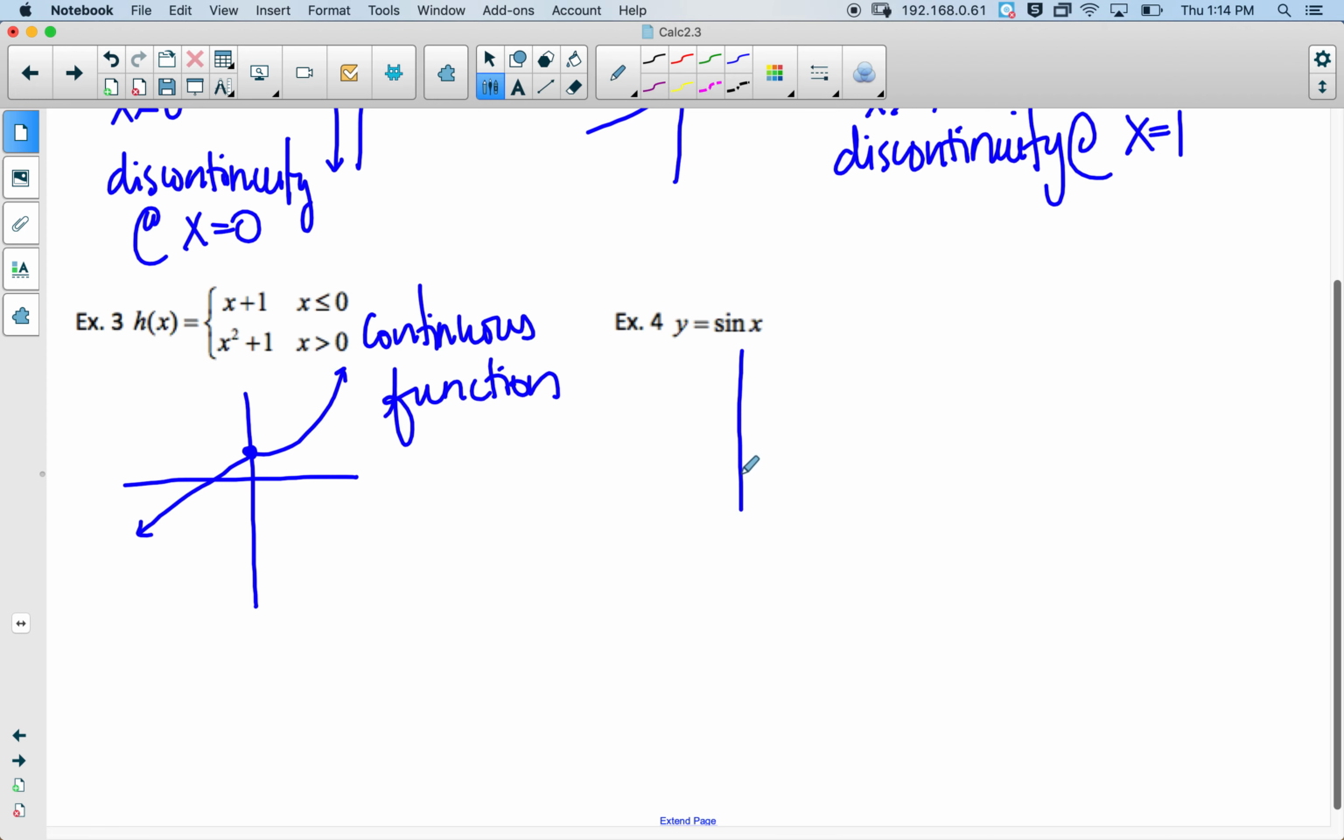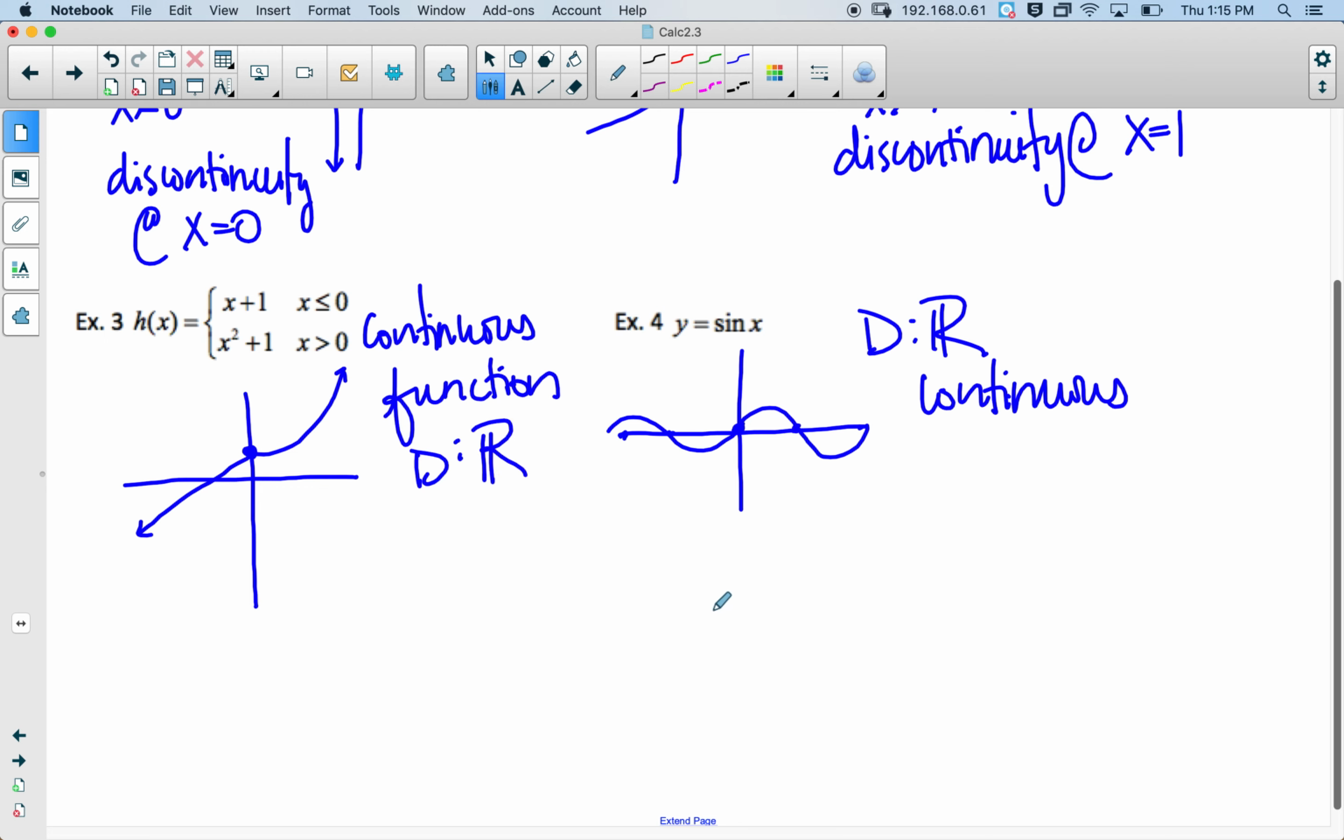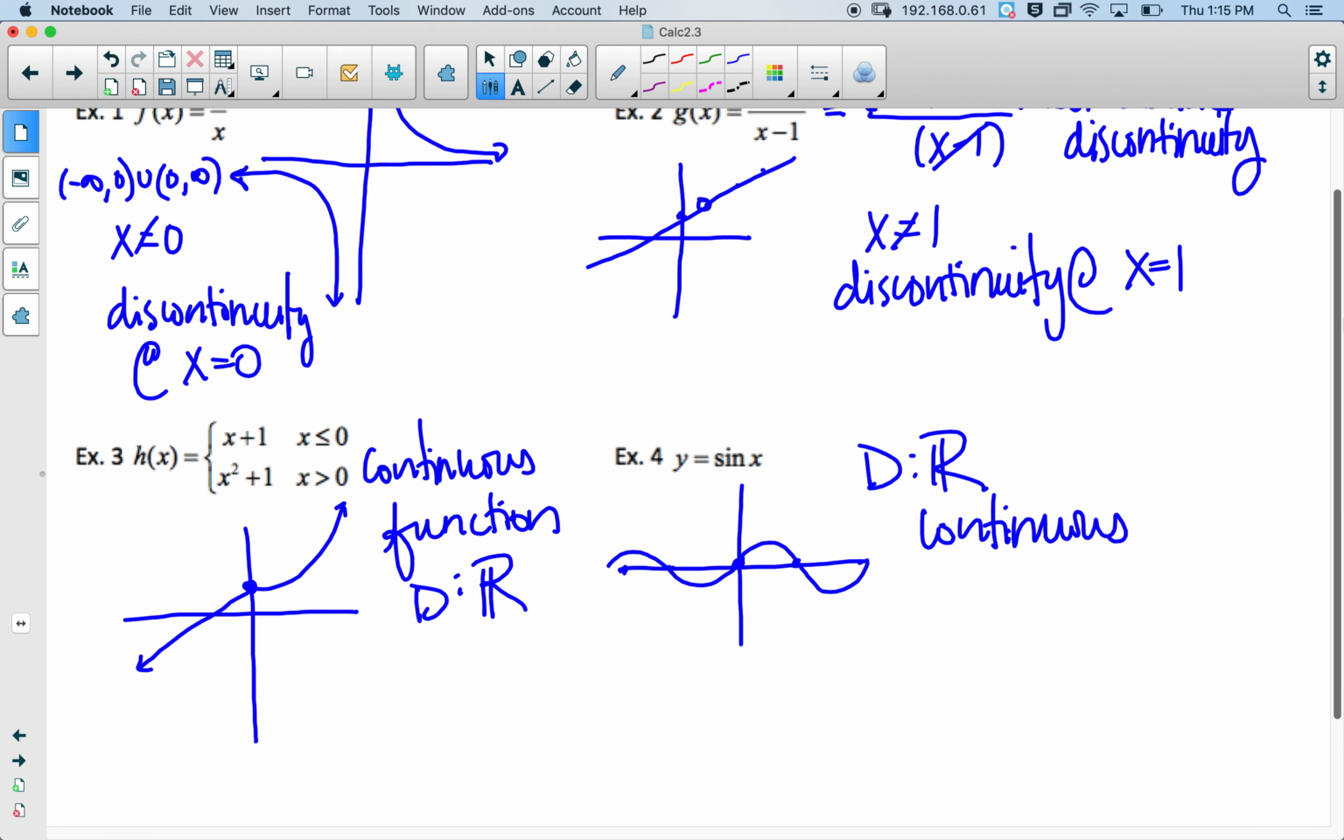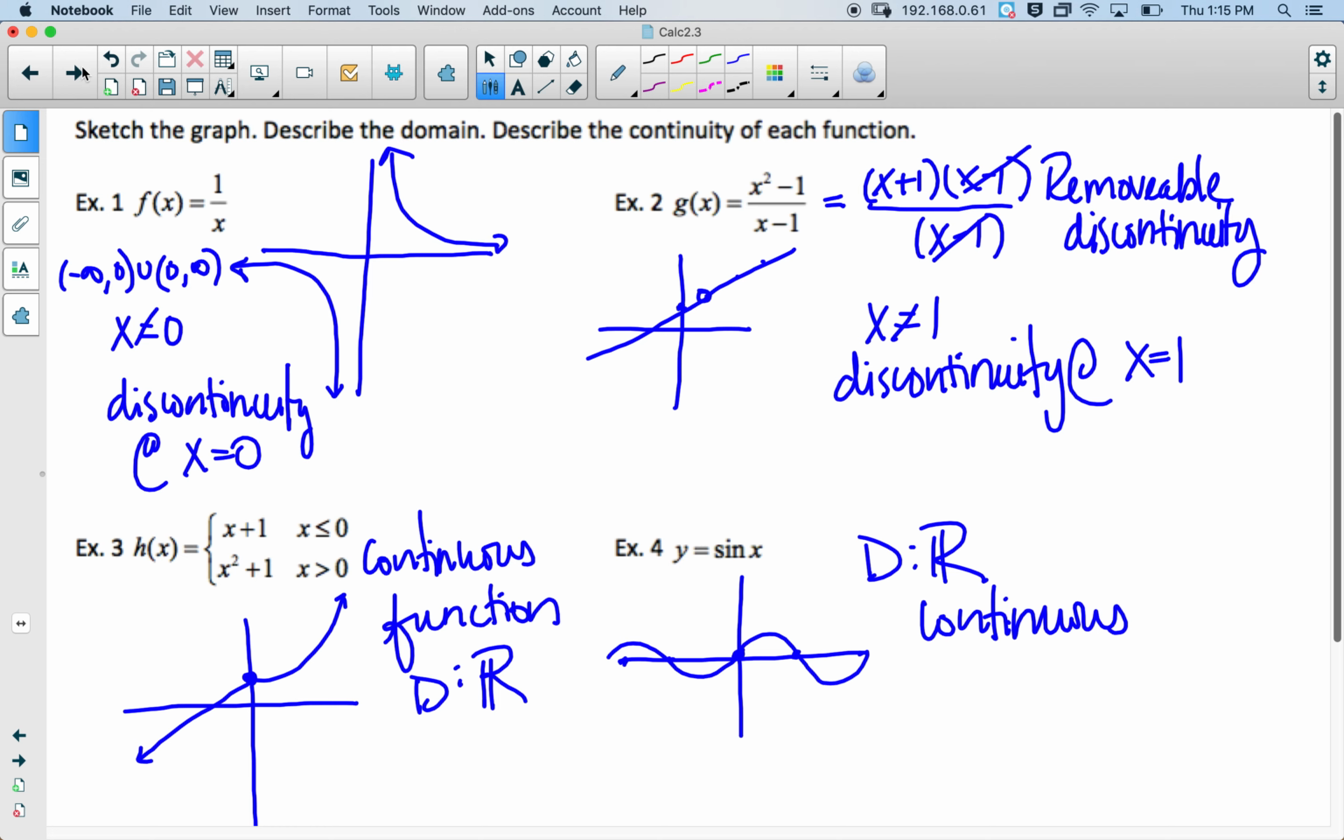Okay, and then finally y equals sine x. Looks like this. Remember, draw that. And this is, oh, I should have written the domain here. So the domain is all real numbers, and this is a continuous function for all values. And the domain here is also all real numbers, and it's continuous. Okay? So this is describing the domain and the continuity of these four graphs right here.